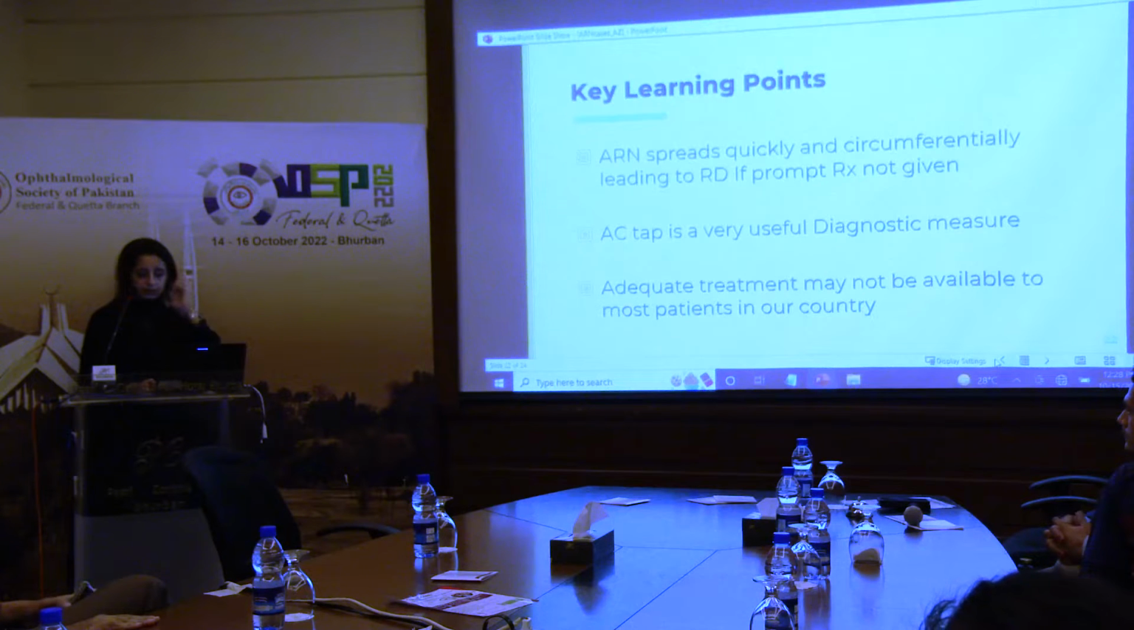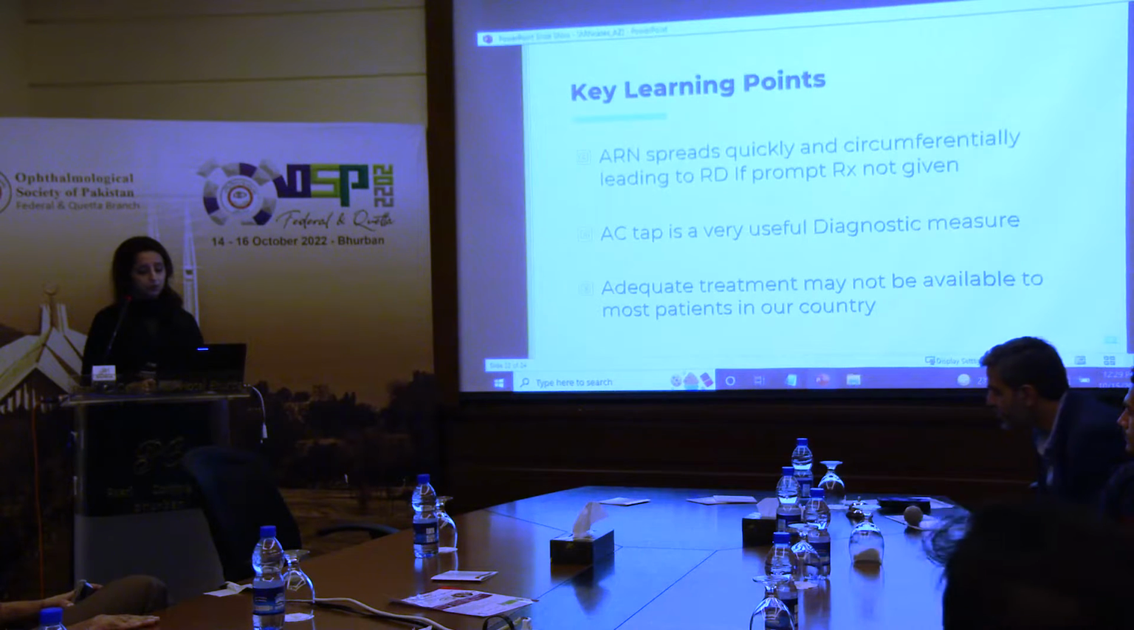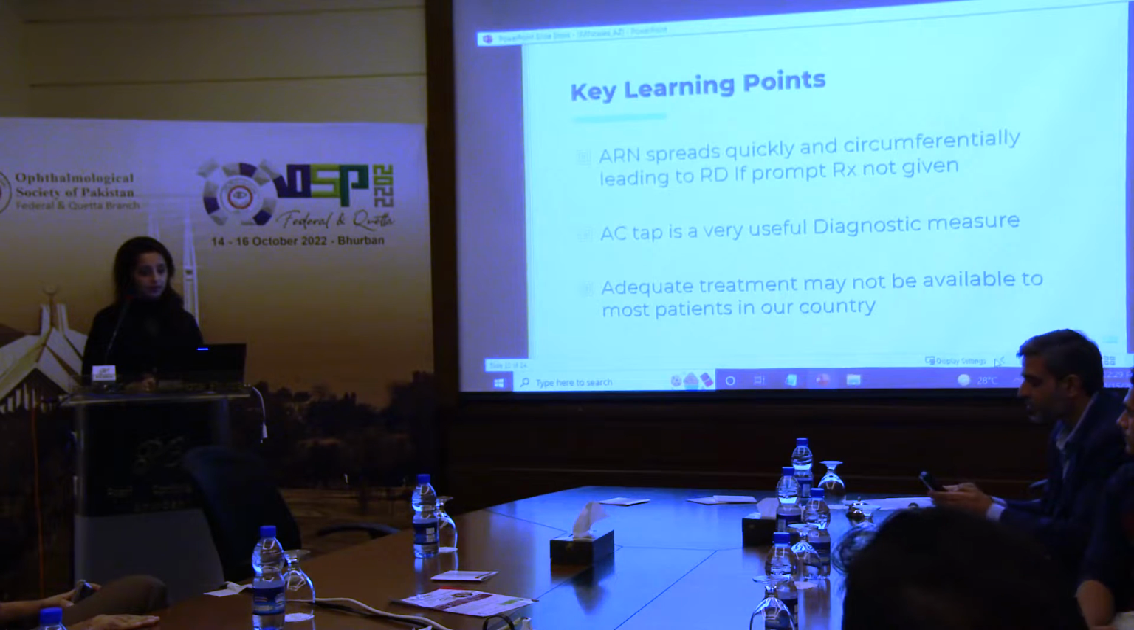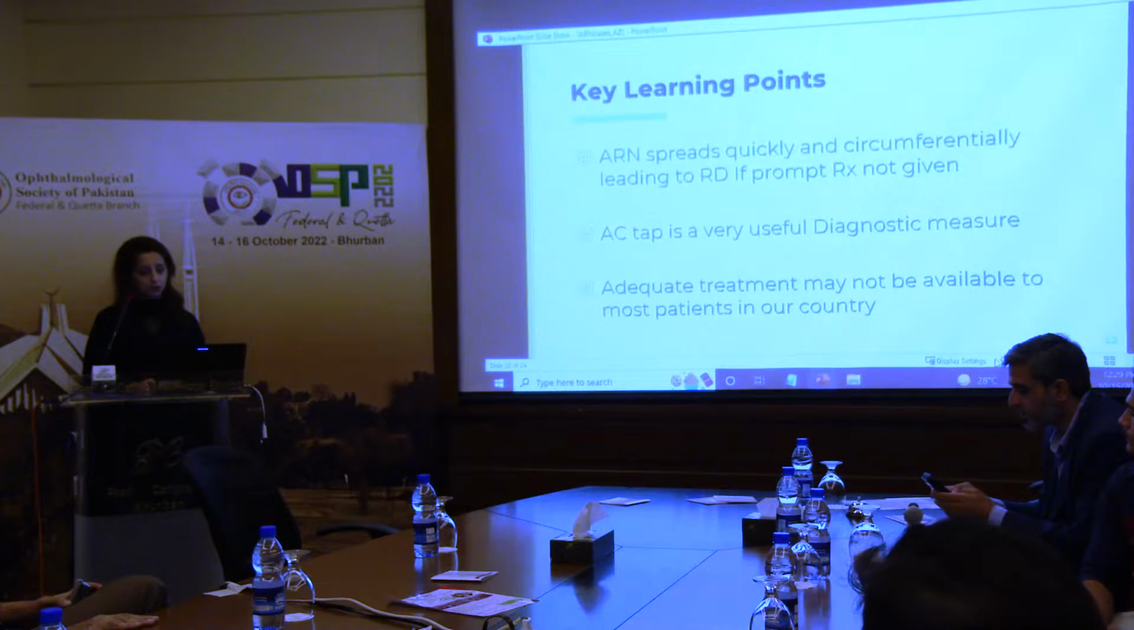So the key things that I would like to highlight over here are that ARN is a very fulminant infection, and it can very rapidly spread circumferentially and then involve the posterior pole, and it is sight threatening, and if treatment is not instituted, the patient can go blind.